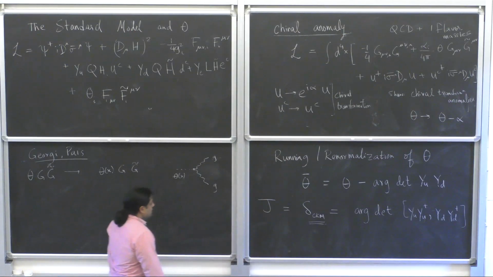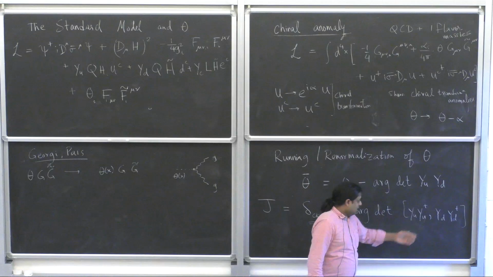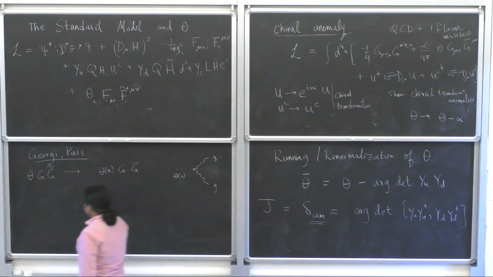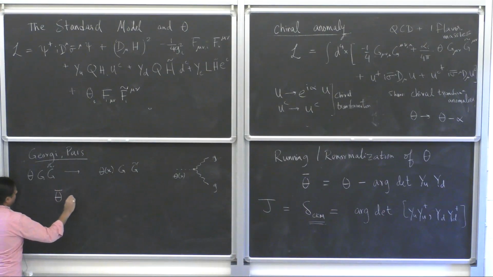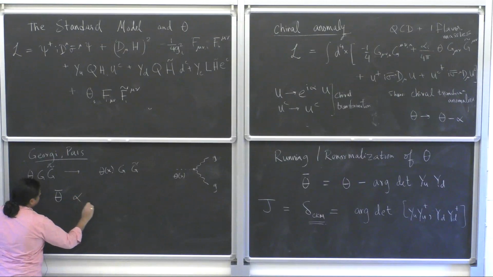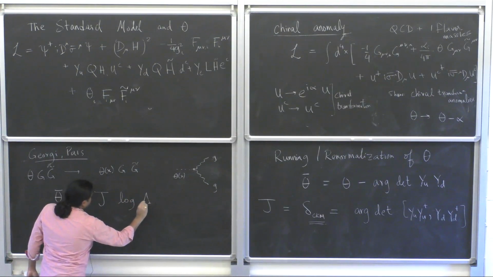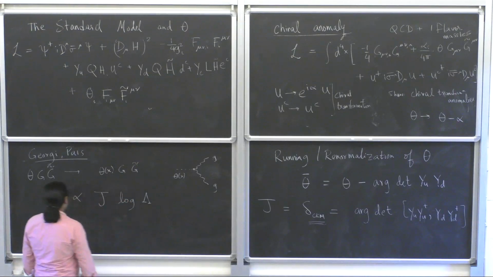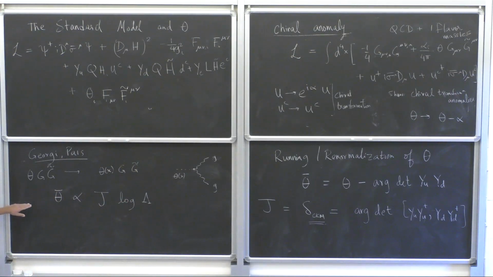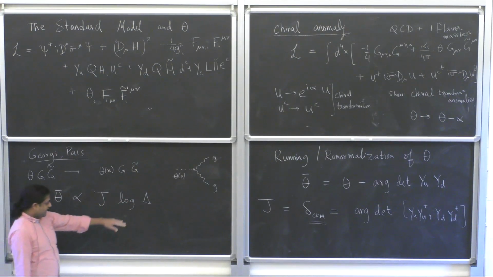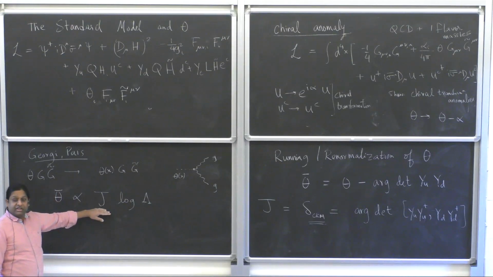Okay, so we expect the contribution to, say, theta bar, which is from the far UV, to be something like J times log lambda. These are dimensionless couplings. So if there's a divergent diagram that contributes to theta bar, it would have to be a log divergent diagram and proportional to this big J factor.